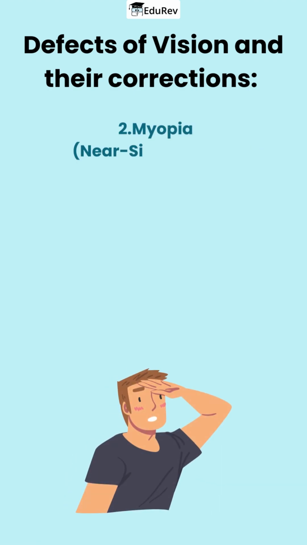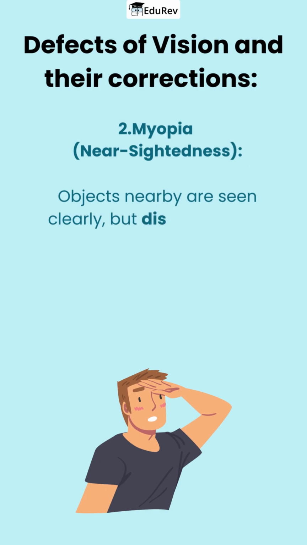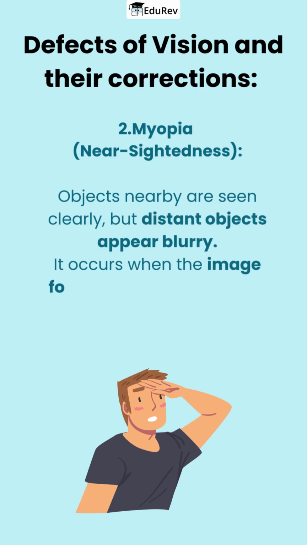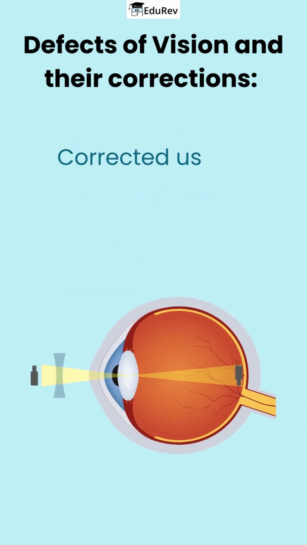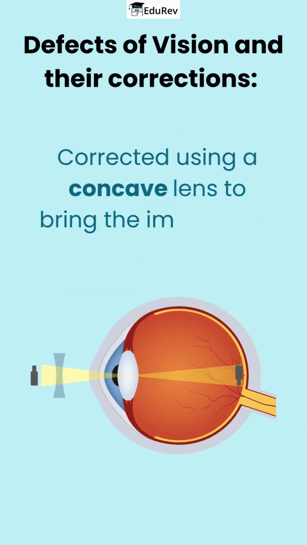Myopia, also known as nearsightedness. In myopia, objects nearby are seen clearly, but distant objects appear blurry. It occurs when the image forms in front of the retina due to excessive lens curvature or elongation of the eyeball. It is corrected using a concave lens to bring the image onto the retina.